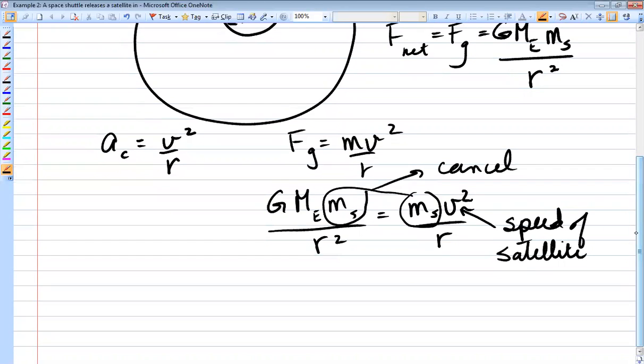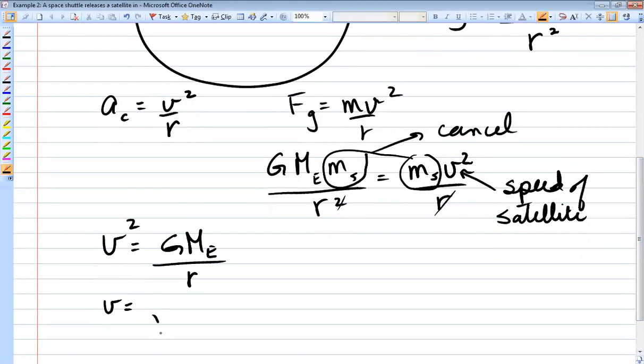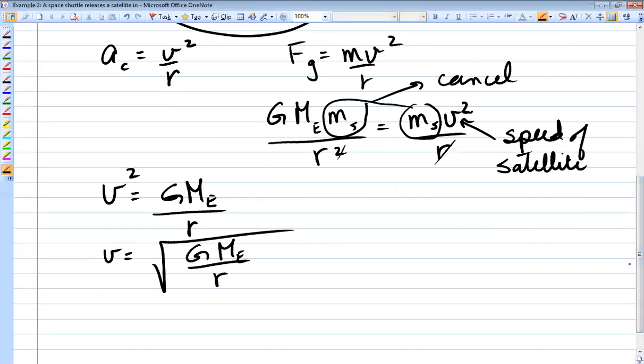So we just need to solve that for v. We get that v squared is equal to G M, mass of Earth, over r. Notice how one r cancels that r, so we're just left with r. And then the speed is the square root of G M_Earth over r. Now, this is a pretty common formula for satellites. Notice how it does not depend on the mass of the satellite. It depends on the mass of the object the satellite is circling. So this is the mass of the Earth, and that's what counts.